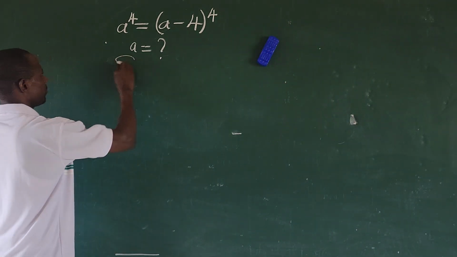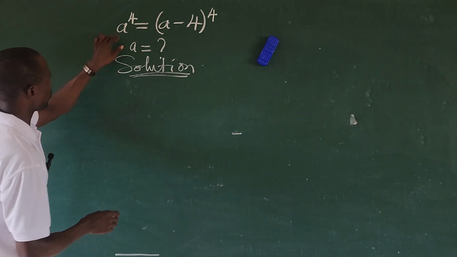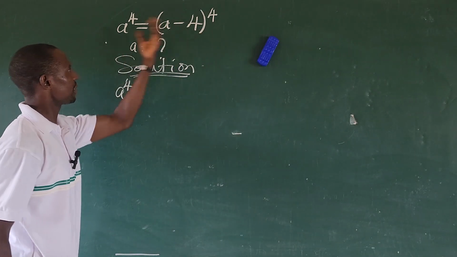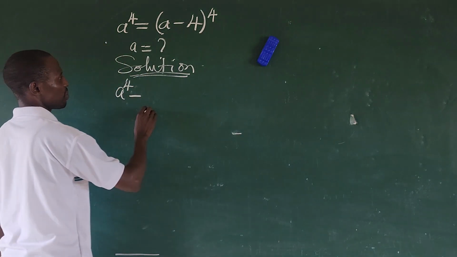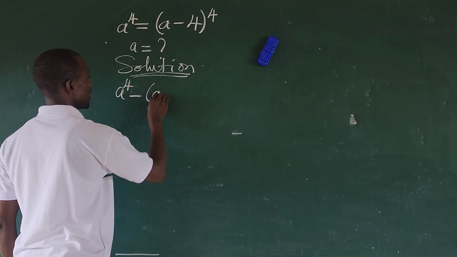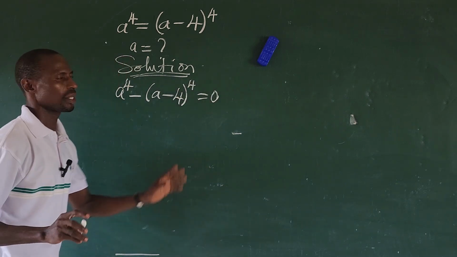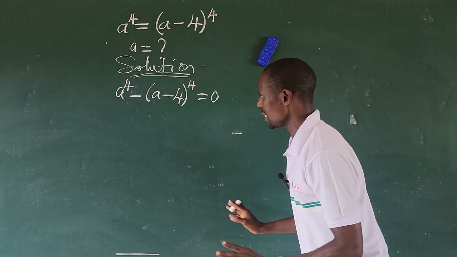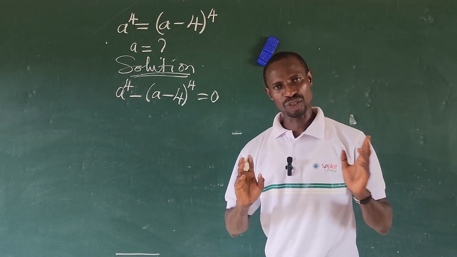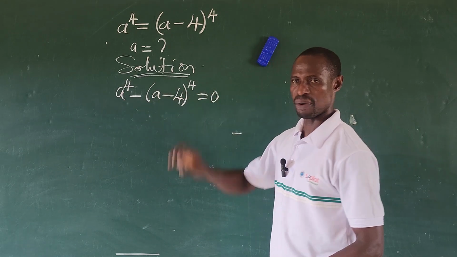Okay, so first we take our solution. All right, so the question is a to the power of 4. I want to move the right hand side to the left hand side of the equation. So this will now give us minus, because here we have an invisible plus. So we have a to the power of 4 minus (a minus 4) to the power of 4 equals 0. Now what we're going to do here is going to be easy. We want to invoke the difference of two squares formula in solving this. For us to do that, all we need to do is rewrite a to the power of 4 and the whole of this expression to the power of 4.